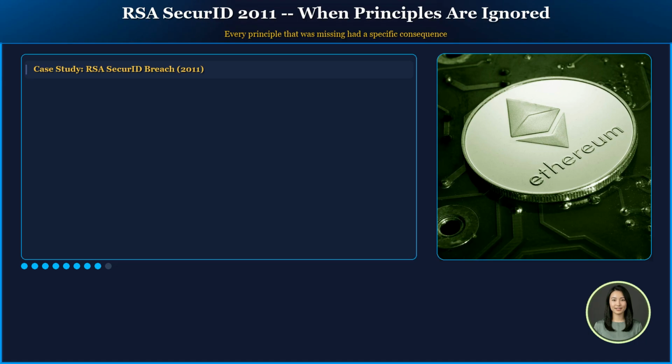In 2011, RSA, the company behind the SecurID 2-factor authentication tokens used by millions of organizations, suffered a breach that directly compromised those tokens. This is the design principles case study.